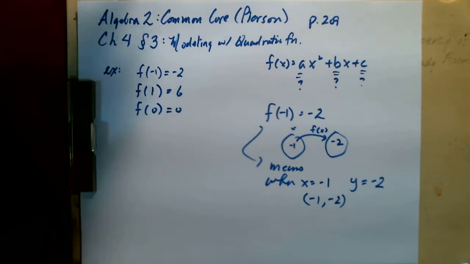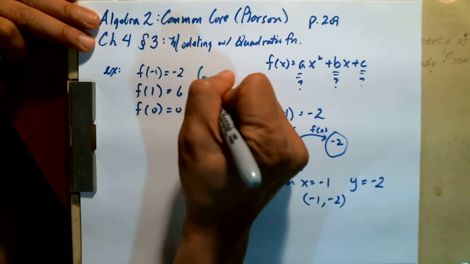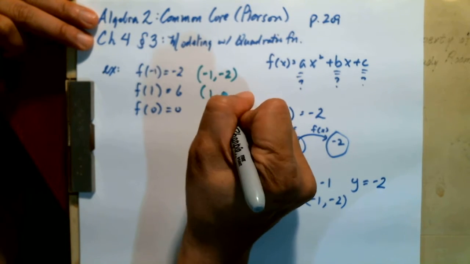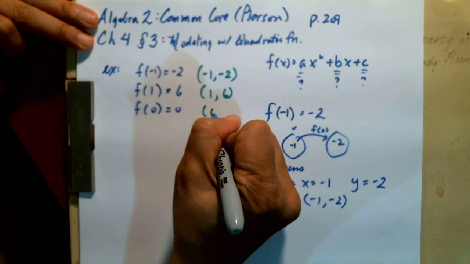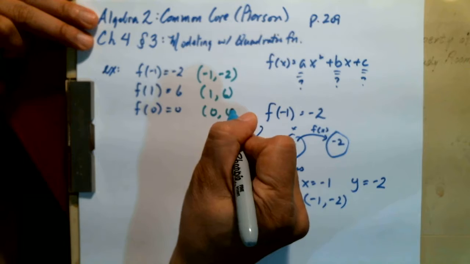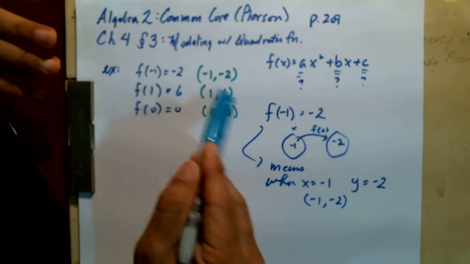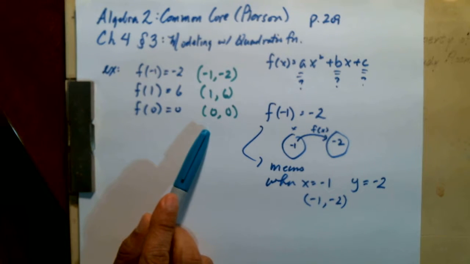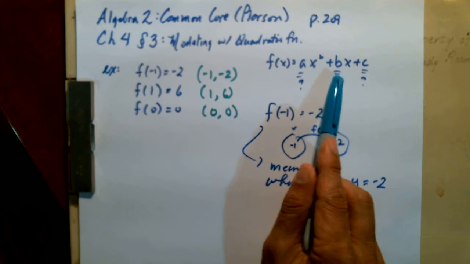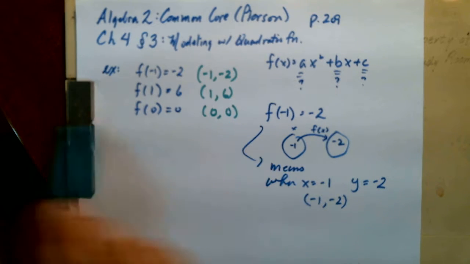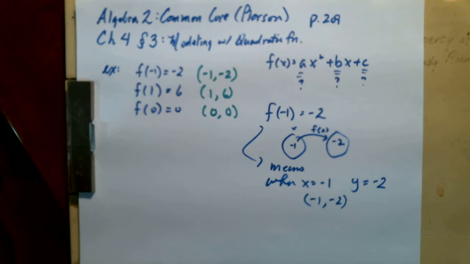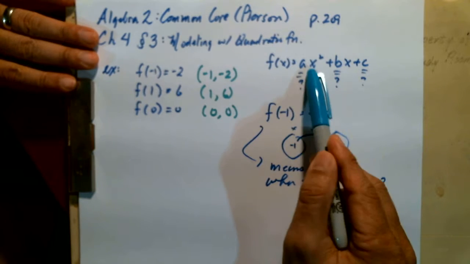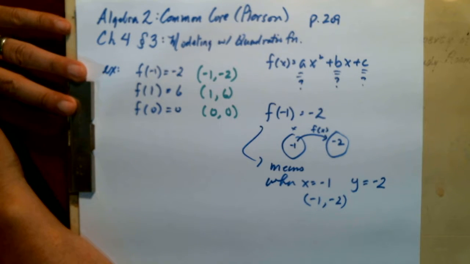Okay, so let's go on. F of -1 equals -2 means it's going to be -1 comma -2. F of 1 equals 6 is going to be 1 comma 6. And f of 0 equals 0: 0 for your x, 0 for your y. This is the 3 points that you're given. With these 3 points, you will have a perfect equation for a parabola. Every time you have more than 3, you're going to have a regressed equation or best fit quadratic equation. But if you have 3 points, you're going to have a perfect fit for any parabolic equation.